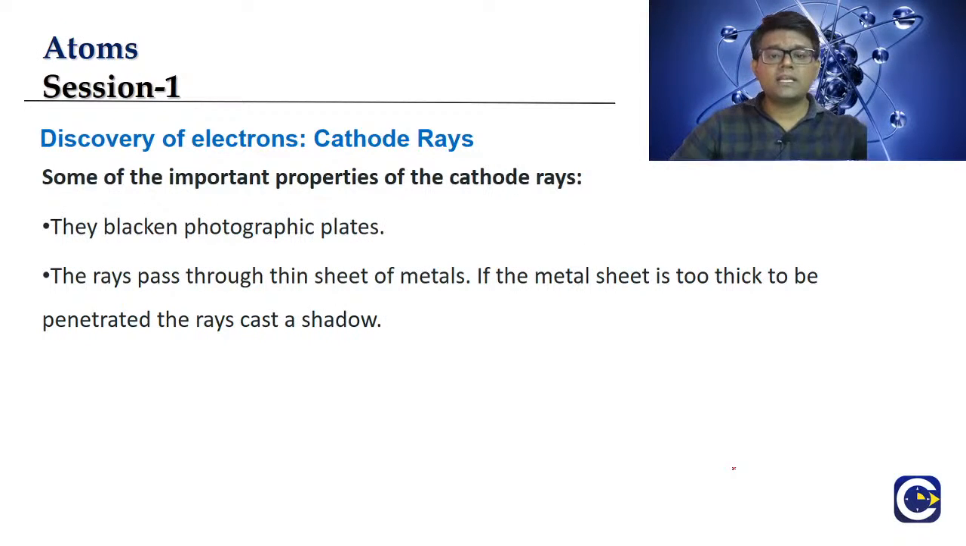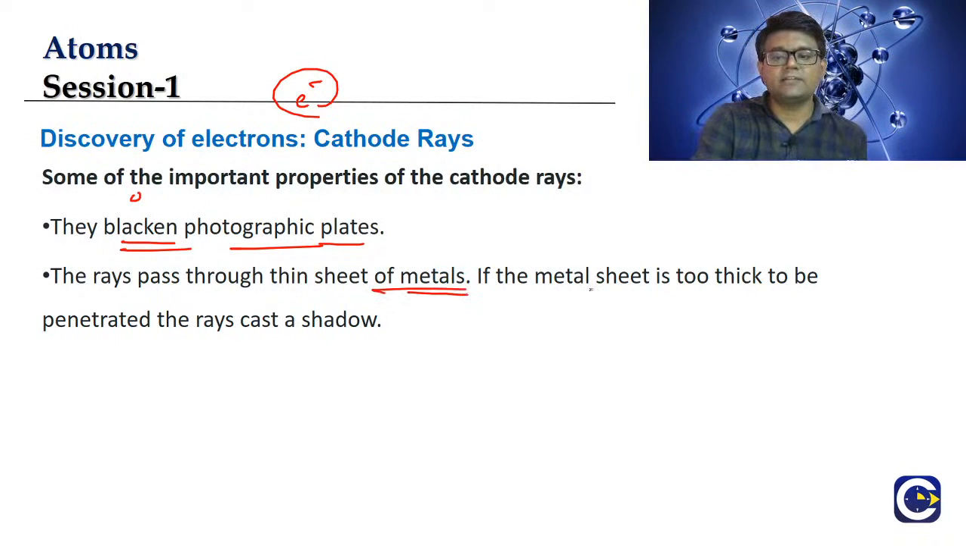Then, looking at what else the cathode rays are able to do. The cathode rays blacken photographic plates. It is because of the chemical reaction that happens on the photographic plates. We'll see later that cathode rays are nothing but electrons. And when the rays pass through a thin sheet of metal, they will go through the metal. If you have a very thin sheet of metal, they will simply pass through. But if you have a really thick sheet of metal, they will not be able to penetrate and they will cast a shadow.